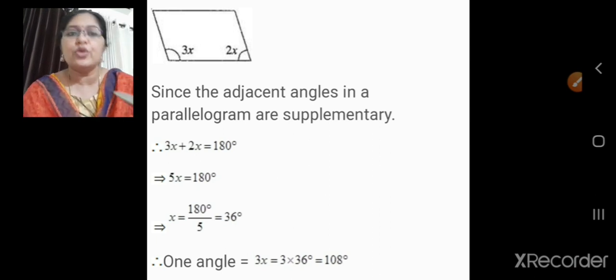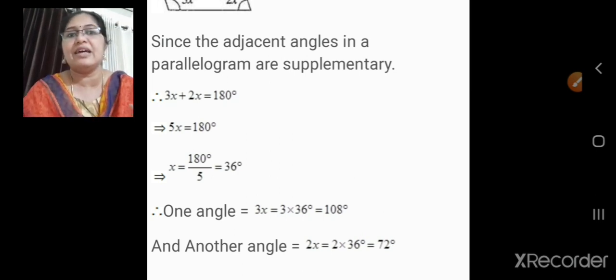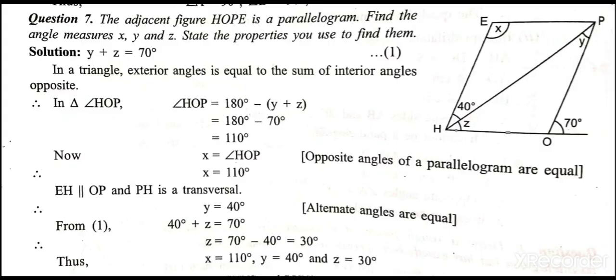Now what are you going to do? You are going to substitute it. In 3x, instead of x, you substitute 3 into 36, that is 108, and the other angle 2x, 2 into 36 equal to 72. So these are the adjacent angles.